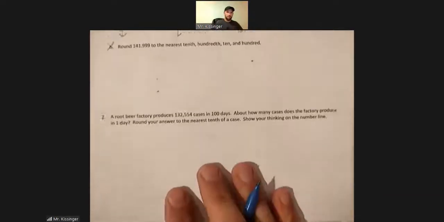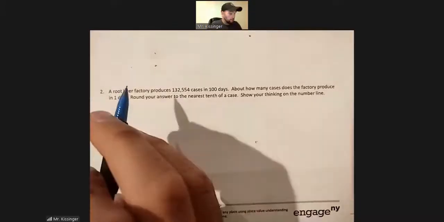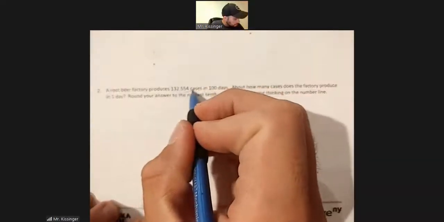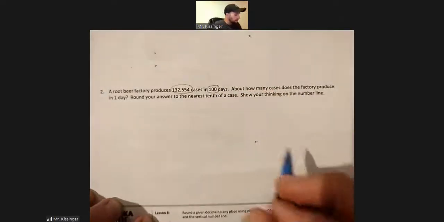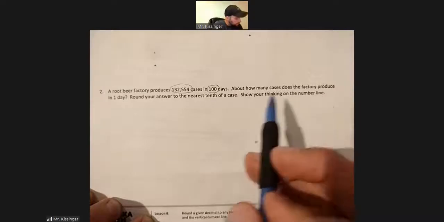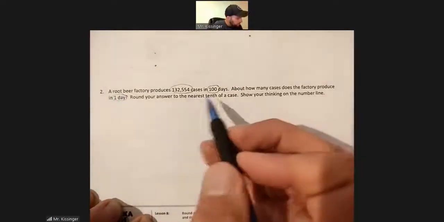And I want to move on to a word problem. So whenever we do word problems, I always like to use our CUBES strategy. These are the CUB part of our CUBES strategy. So we're going to circle our numbers. So circle 132,554. I'm going to circle 100. I'm going to circle 1 day. That's an amount of time.